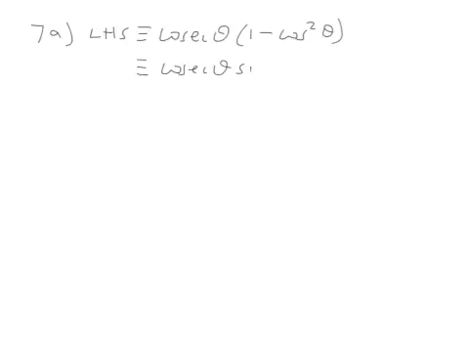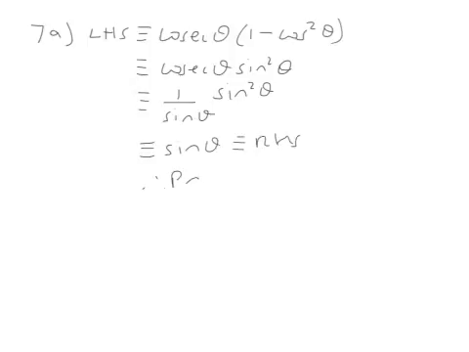In question 7a, let's expand the left hand side. We've got 1 minus cos theta, 1 plus cos theta, so that's 1 minus cos squared theta. And 1 minus cos squared is, of course, sine squared theta. Now, cosec is 1 over sine, so that then becomes sine theta, which is the right hand side, therefore proof complete.